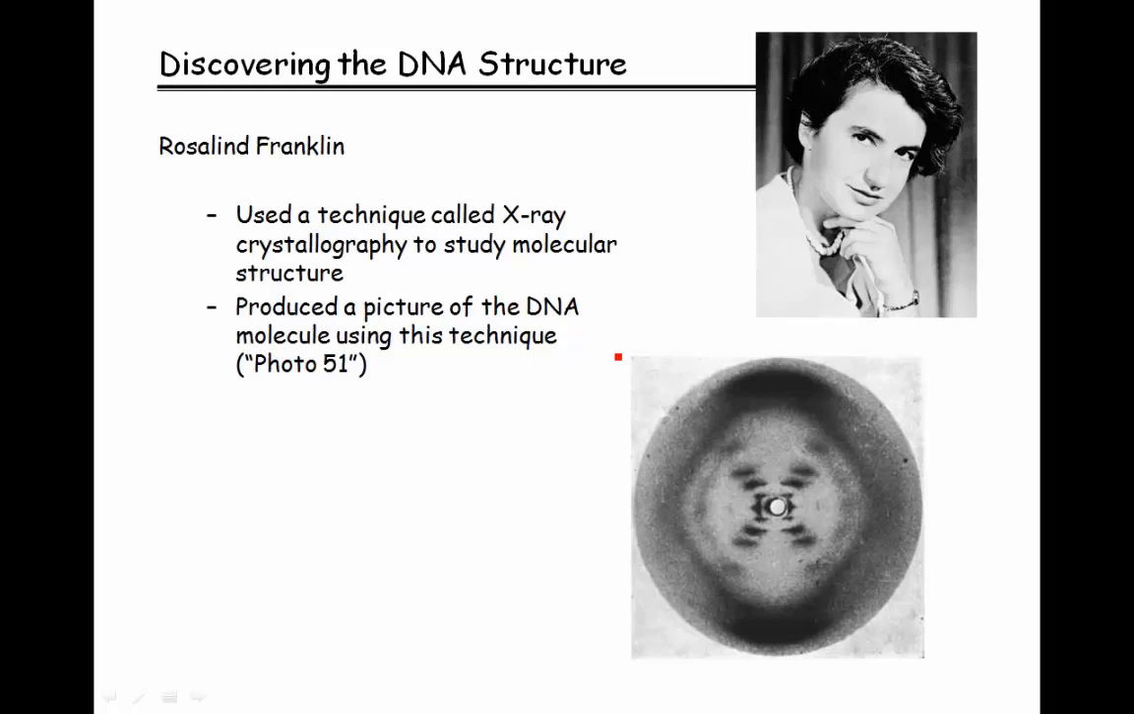With this technique, a crystal is produced of a particular molecule, in this case DNA, and that crystal is a repeating arrangement of a molecule over and over and over again. Once the crystal is made, then X-rays are basically focused on that crystal and they will bounce off at different angles depending on the actual shape of the molecule. So Rosalind Franklin had come up with a crystal of DNA. She did use X-ray crystallography and come up with a picture of DNA.